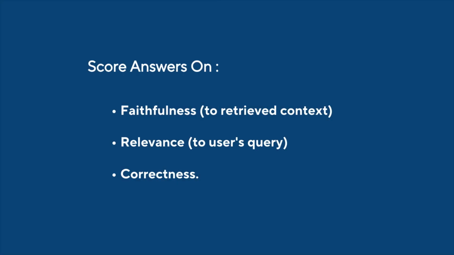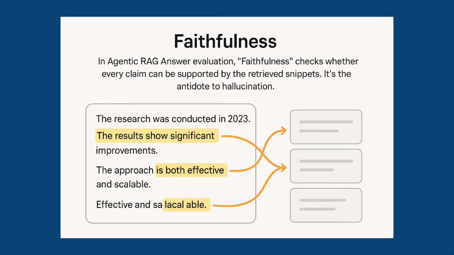Okay, now let's see how to evaluate the answers. For answers, we care about faithfulness to retrieved context and answer relevancy to the user's query. If you've got ground truths, then add correctness. With faithfulness checks, we evaluate whether every claim can be supported by the retrieved snippets. This is the antidote to hallucination.